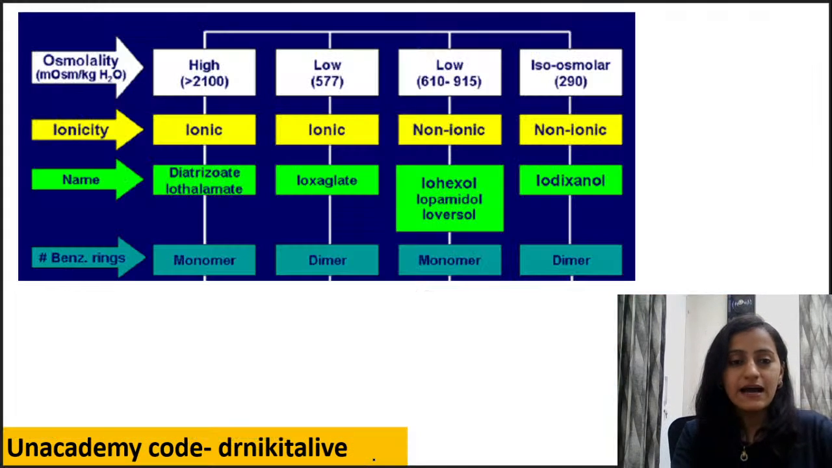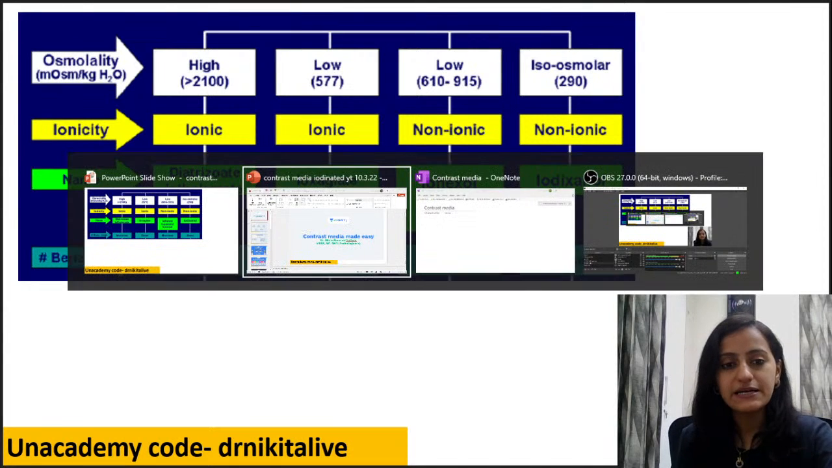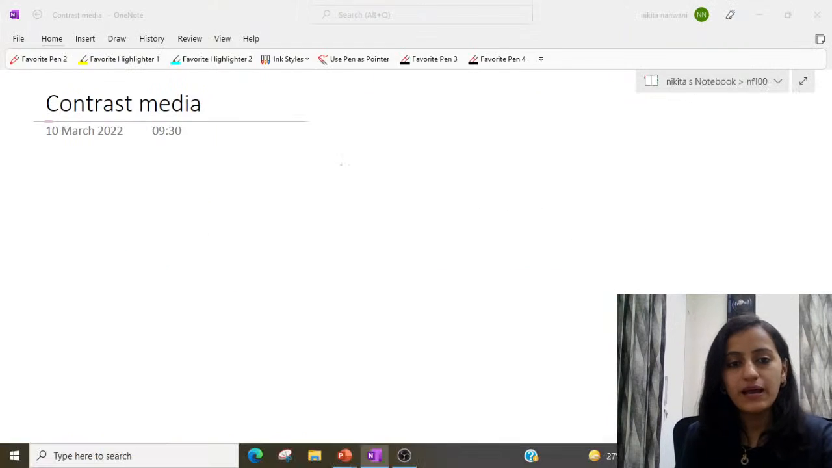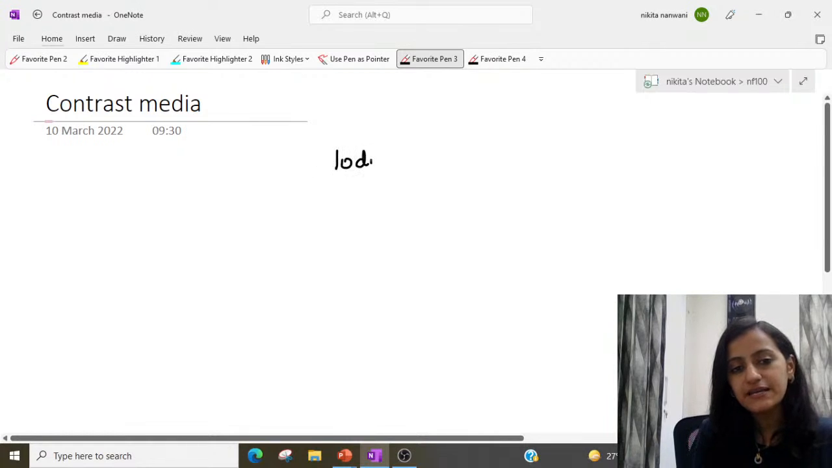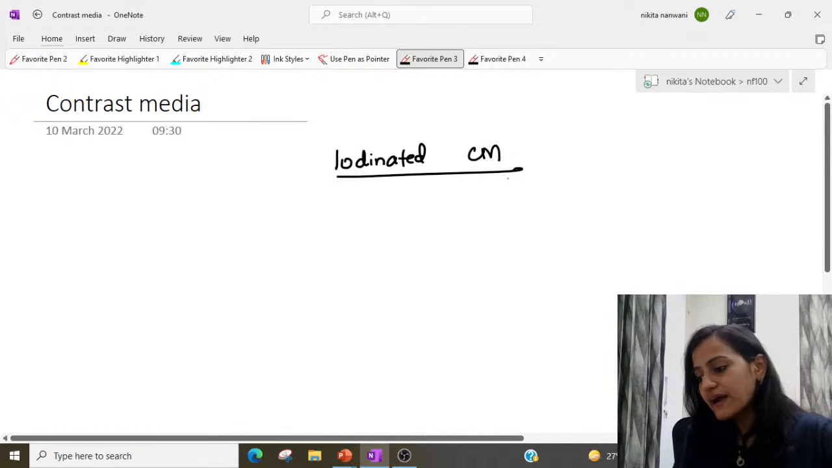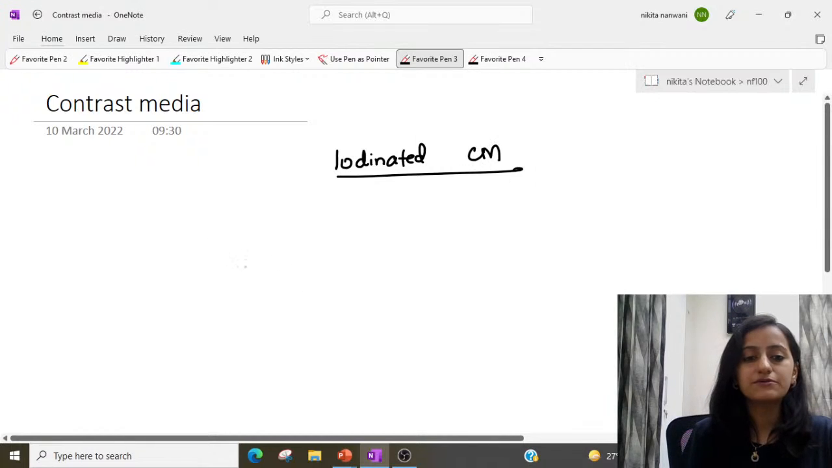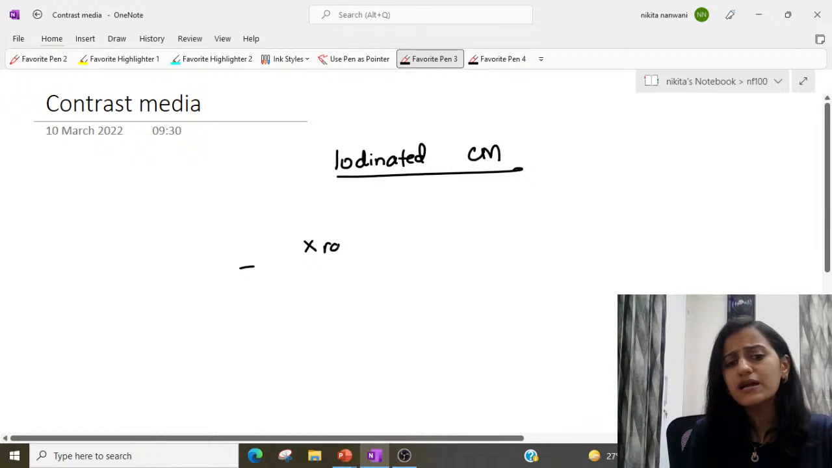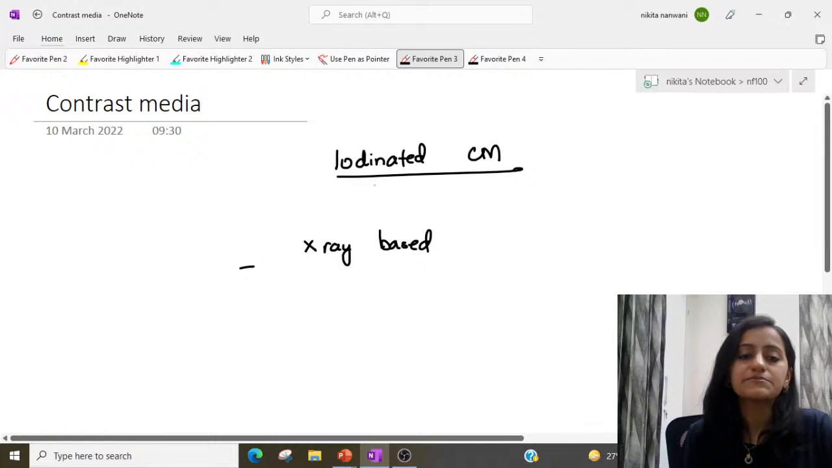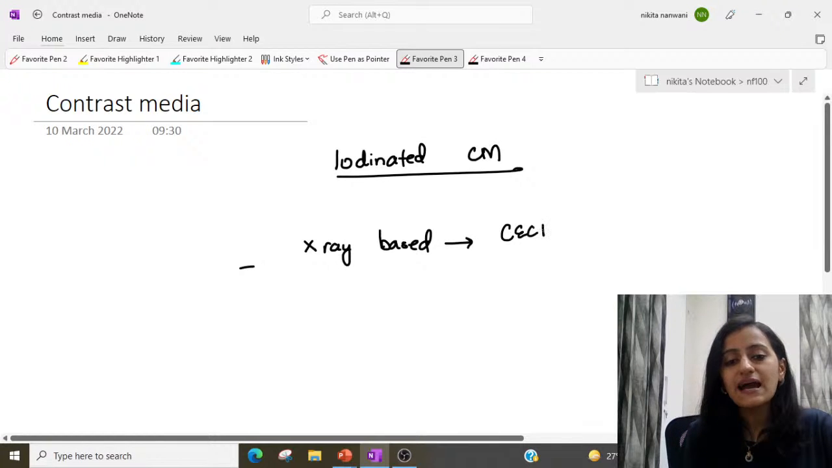All right. Now talking about the iodinated contrast media. Okay, first of all, tell me, where do we use these iodinated contrast media? First, let us understand the concept. Where are iodinated contrast media used? In any modality which is X-ray based, wherever you are using X-rays, we will need iodinated contrast medium because iodine is radio opaque. So it could be contrast enhanced CT.